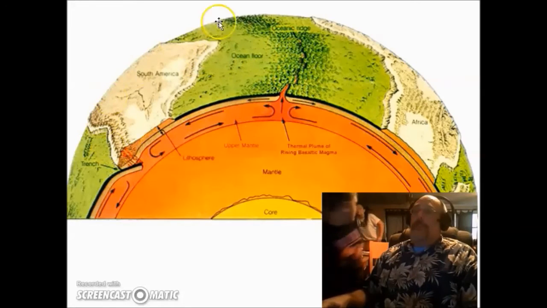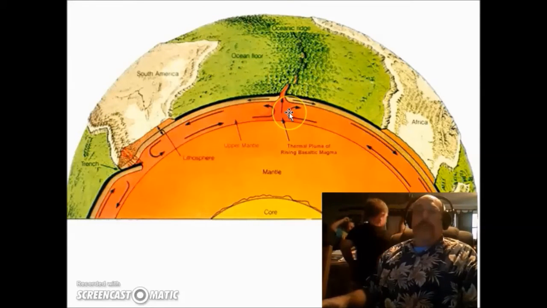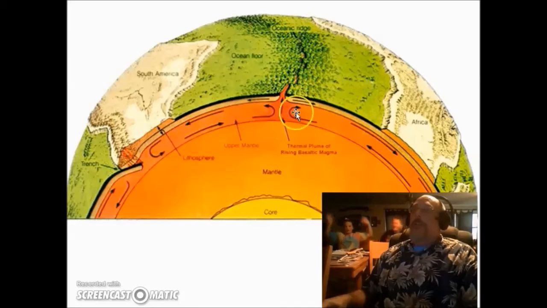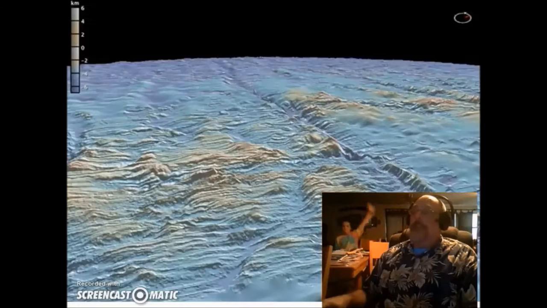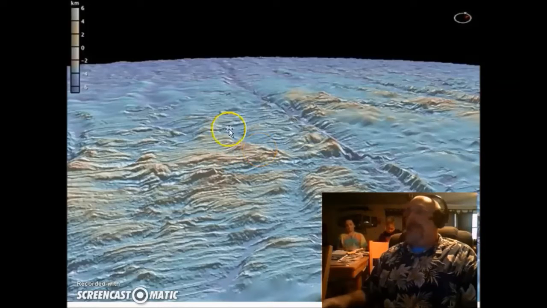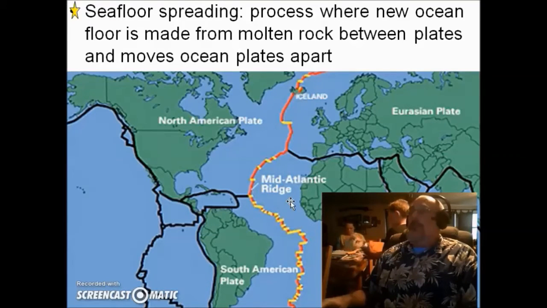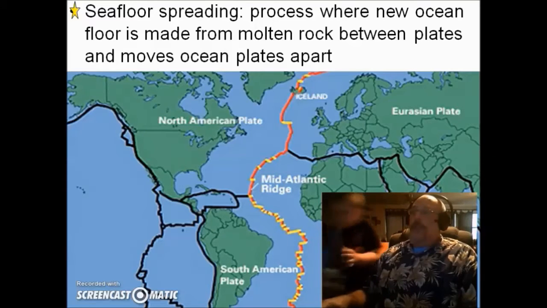And here, for example, is a large plate. Between where the plates are, liquid magma from the mantle can be pushed up and come up through those breaks, and those breaks are called ridges. In this case, this one is the Mid-Atlantic Ridge. Here's a drawing of it. Now, this drawing comes from sonar mapping. Seafloor spreading is a process where new ocean floor is made from molten rock between plates and moves ocean plates apart.